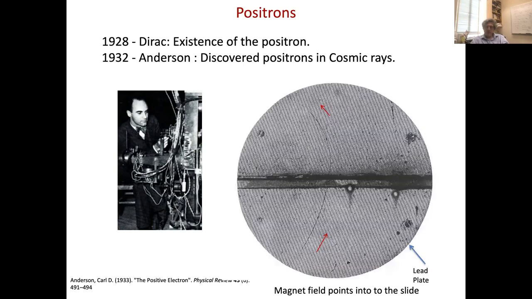So here is a lead plate, and the lead plate has a magnetic field. And you can see a line, which I'm about to show you in red. You see that line in red? That line in red corresponds to the path of a particle. It was a little harder to see, so I put it in red, overlaid it. And the bending direction is that of a positive charge. The bending radius is that of an electron. And from that, he concluded he had discovered the positron. So he discovered them in nature in cosmic rays, predicted but never previously discovered.